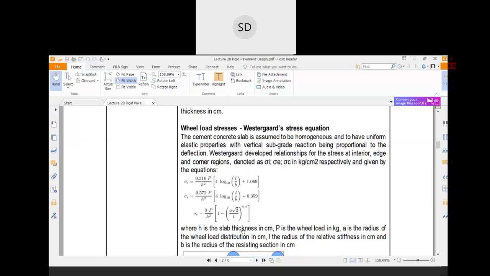Where h is the slab thickness in centimeters, P is the wheel load in kg, and a is the radius of the wheel load distribution in centimeters. Wheel load distribution radius means, suppose that is the slab and the load is applied over there and distributed like that, then what is the total radius of this portion. And these three equations are for stresses at the interior, at the edge, and at the corner regions.